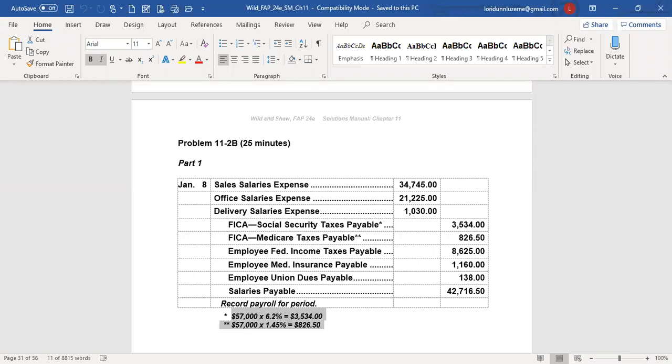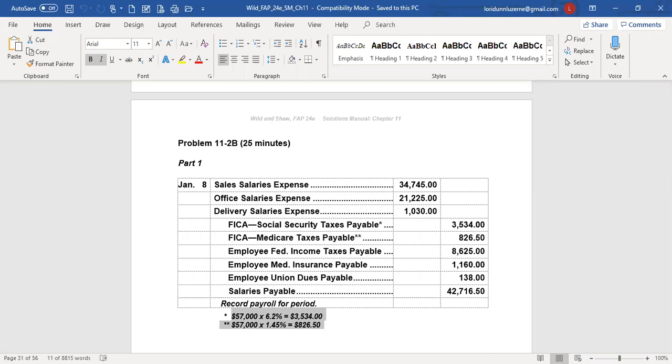And also the employer may allow for optional deductions that the employer has agreed to pay to various places, like for medical insurance or the union dues. So the first thing we want to do is credit our FICA Social Security taxes payable liability account for the amount of the withholding, because right now the company owes that on the employee's behalf. Same with the Medicare taxes. We'll credit a payable account, $826.50.